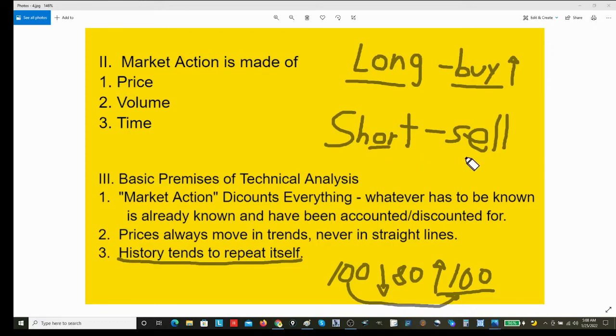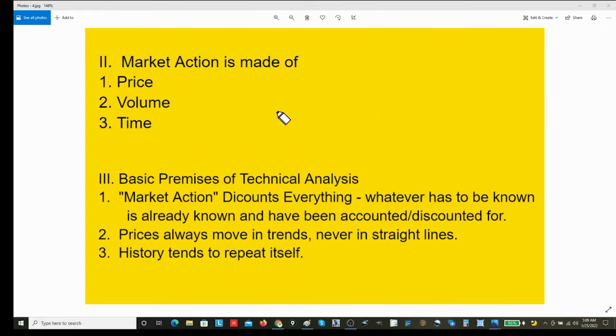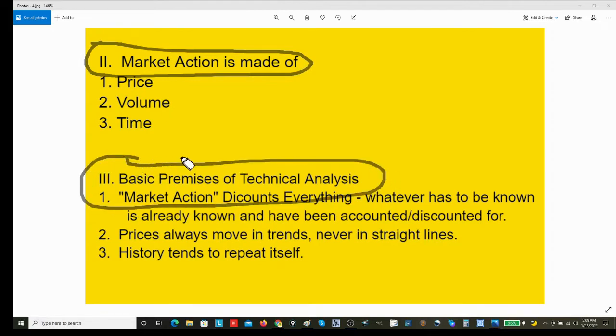A short trade means you're borrowing something from your broker or from other traders. You're selling it at market, keeping the cash. And then later on, when the prices go down, you're going to buy it again and then return the stock to whoever you borrowed it from. The difference is your profit, which you're keeping already. Okay, so these are the other two parts of three. Market action, very important to remember, and the basic premises. We will come back to this again.